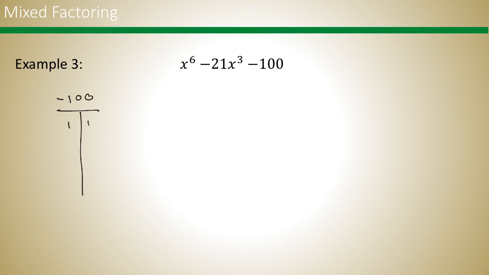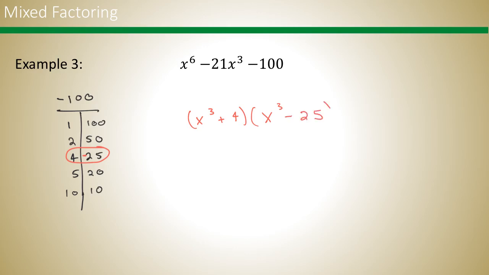So I've got 1 and 100, 2 and 50, 4 and 25, 5 and 20, and then 10 and 10. So those are my factors. Okay, so I can make a negative 21 with 4 minus 25. So those are the factors that I want to use. So my factors are just going to be x cubed plus 4 and x cubed minus 25.